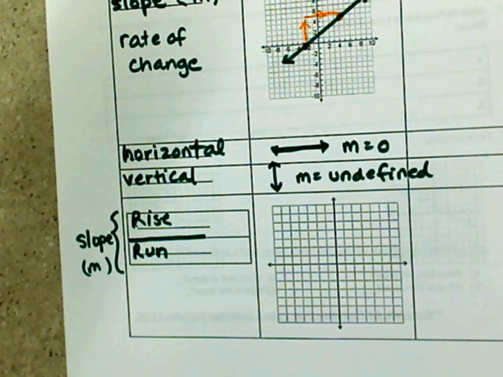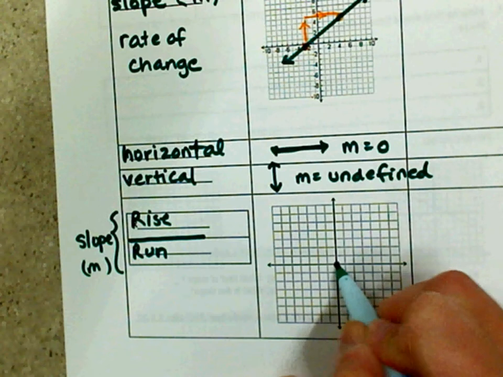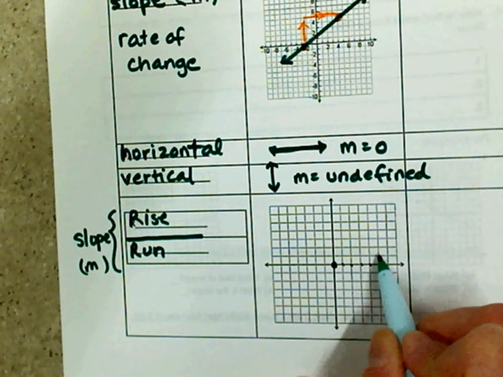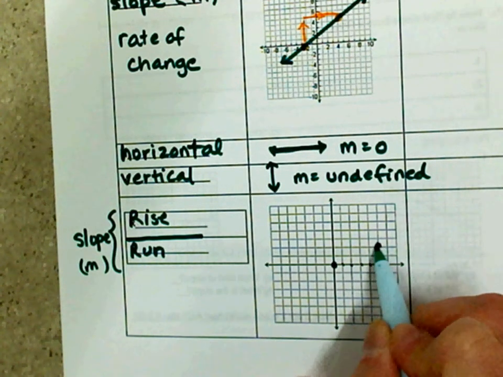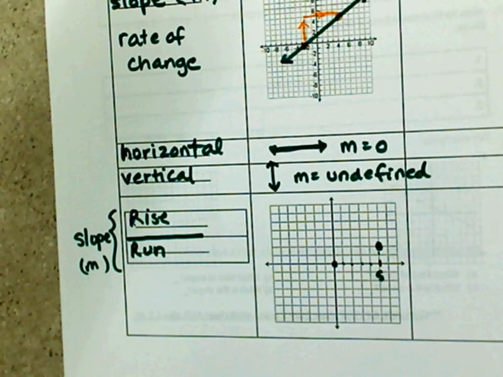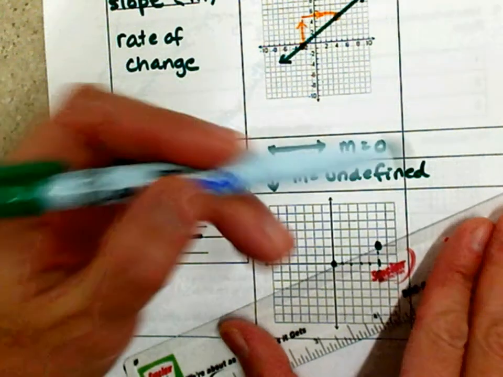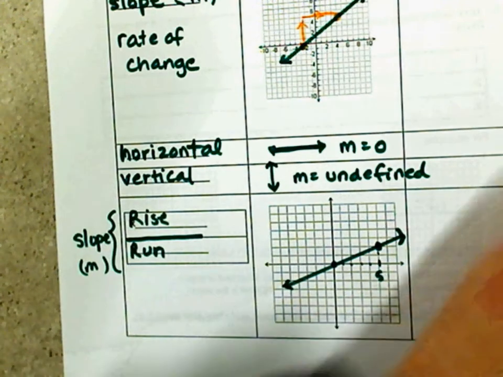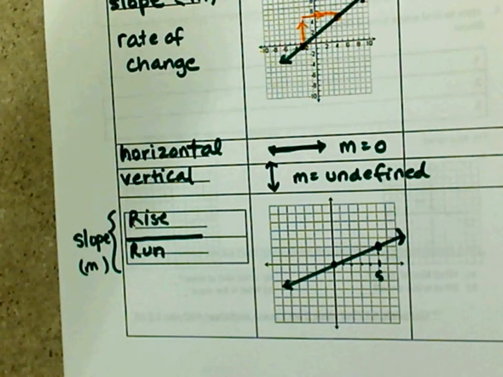All right, let's pick a point. Let's pick 0, 0. Let's pick another point. How about 5, 2? 1, 2, 3, 4, 5, 1, 2. You guys got those 2 points? 0, 0, and 5, 2. Your coordinates. You got your 2 locations. Try to draw a straight line as best as you can. So draw your coordinates.